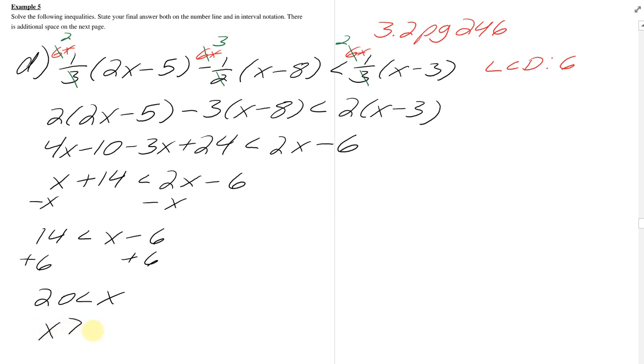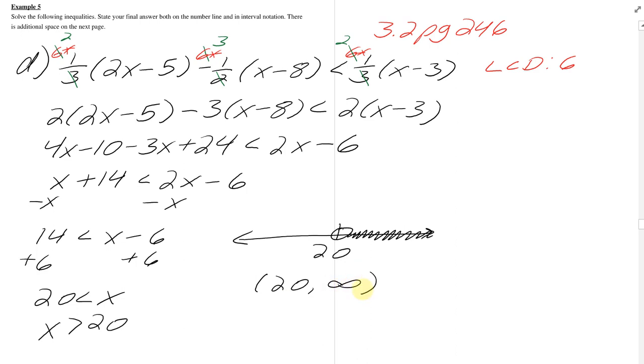I always think of this as the mouth of the inequality. Whichever way it opens, it's got to still go in the same direction, right? That's the way I always think about it, which I know is kind of silly. Anyways, now if I do my interval notation and number line, I have my 20 here, I've got an open dot, and there's my interval notation, so I'm good to go.